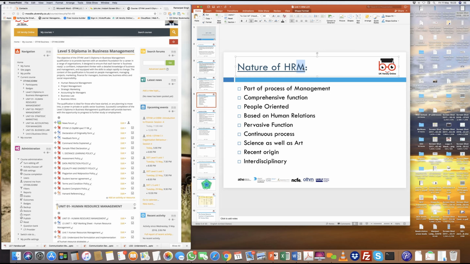So sometimes this function is also considered a science or an art. And the more years of experience you have, or the more work you've done in different sorts of organizations, the more it helps you to understand the function and role of human resources and its management within an organization.